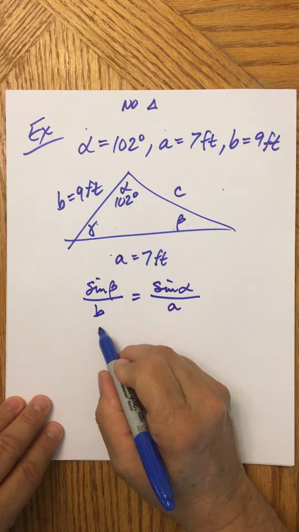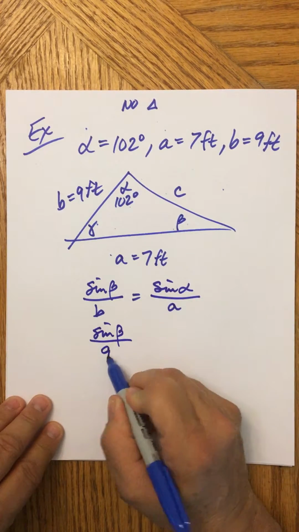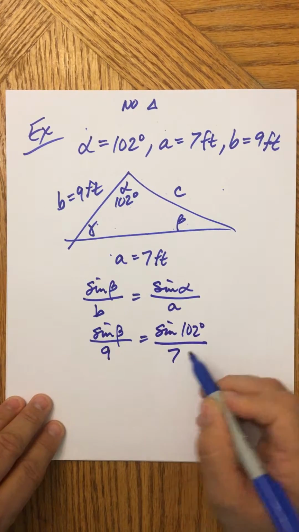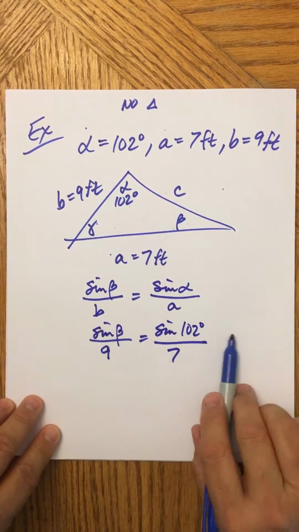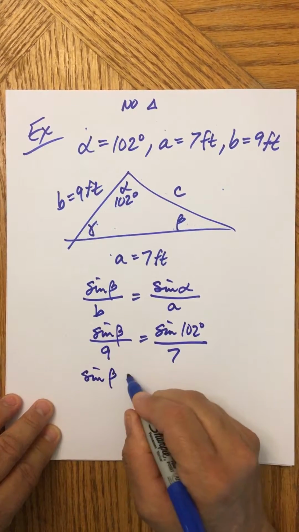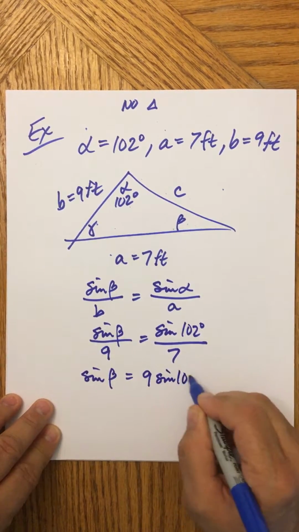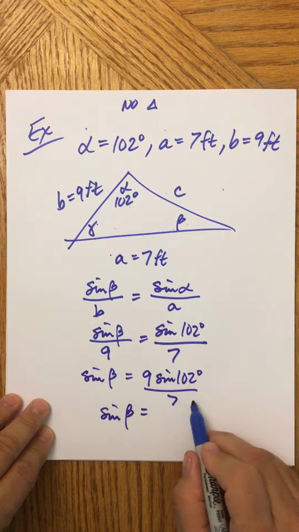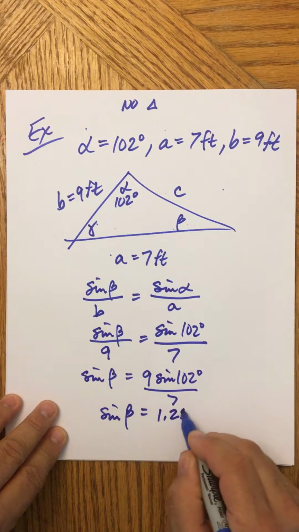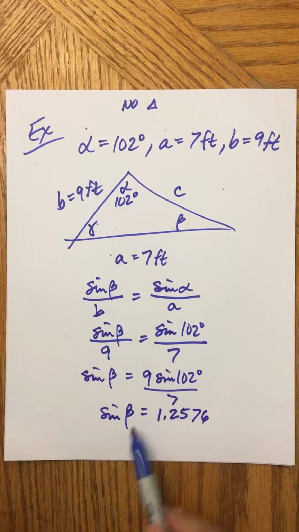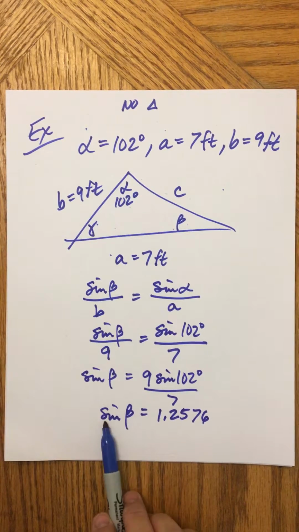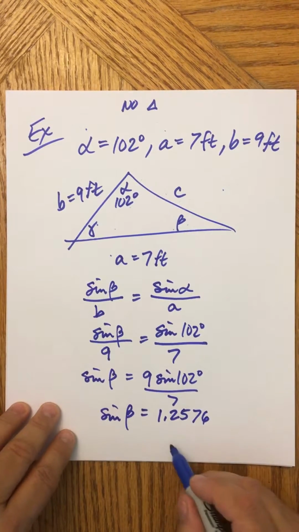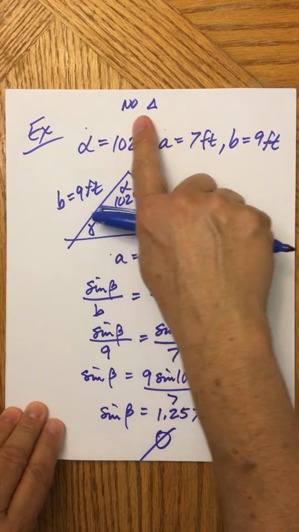Now let's start filling everything in. You'll have sine of beta is to 9 as sine of 102 degrees is to 7. Again, I'm going to multiply both sides by 9, so I'll have sine of beta is 9 sine of 102 degrees divided by 7. And so sine of beta, when you put all this in, you're going to get 1.2576. And you're asking the question, for what angle is the y-coordinate a length of 1.2576? You know sine never exceeds 1, so there's no possibility. So that's where no triangle arises.